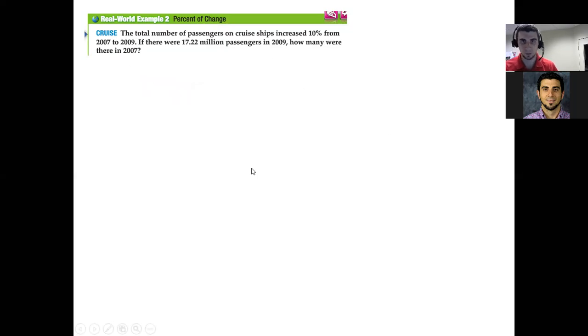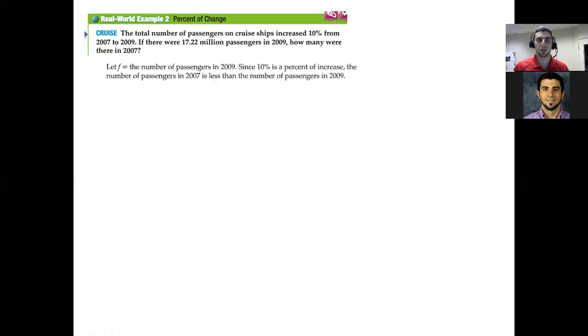Let me clear this off for you. Let F equal the number of passengers in 2009. Since 10% is a percent of increase, the number of passengers in 2007 is less than the number of passengers in 2009. So the change is always final minus the original, okay? We know the final amount is 17.22. We don't know the original, so they're using F for the variable. So it's 17.22 minus the original. That would give you the amount change, okay, divided by the original amount. Well, that's what F represents. F represents the original amount. We don't know that. Equals the percent over 100, so 10 over 100.